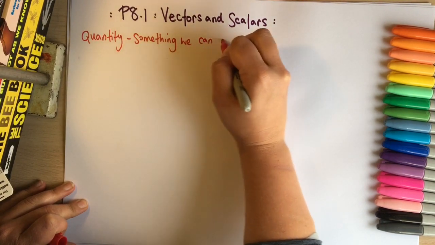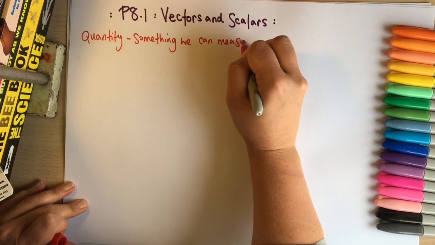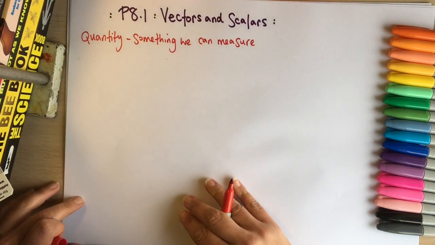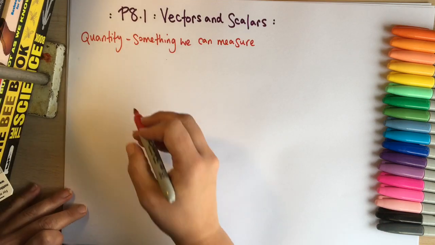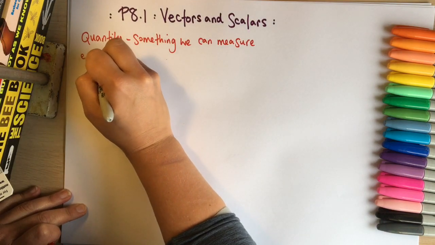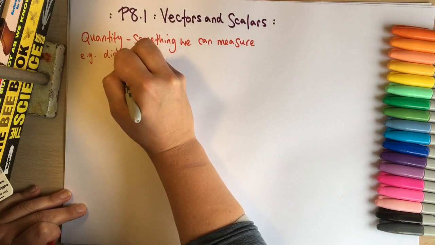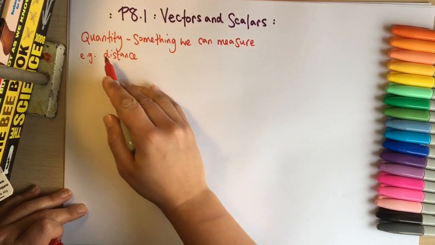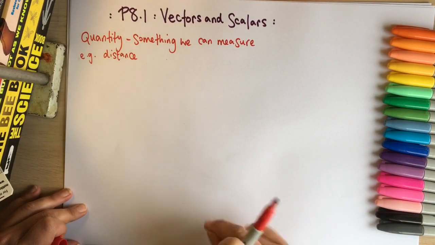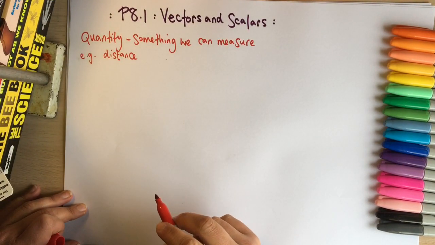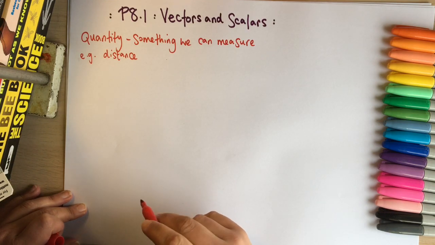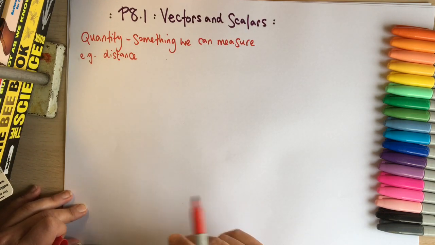So I would like you to have a think about what sort of things do we measure? And I'll give you an example. For example, distance is something that we can measure. Distance is a quantity. So take a pause, see if you can write down as many quantities as you can, and then come back and we'll list some.